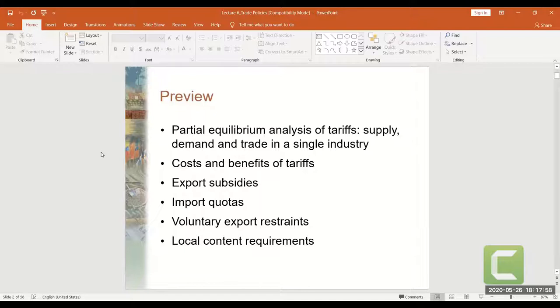There are also significant differences between small economies and large economies. Like Ethiopia, if it sets a tariff, it may have no impact on the world market. America sets a tariff, though, there is a huge impact on the world market. The world market pricing is affected. In this sense, actually, the costs and the benefits of tariff may be decomposed for small countries and large countries.